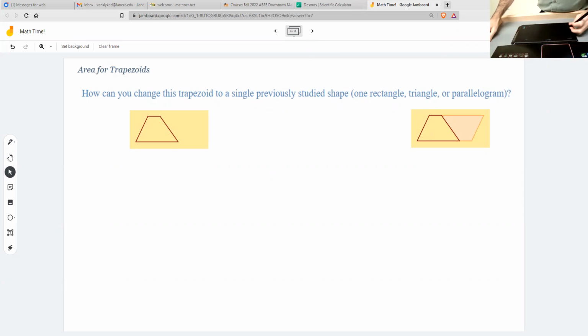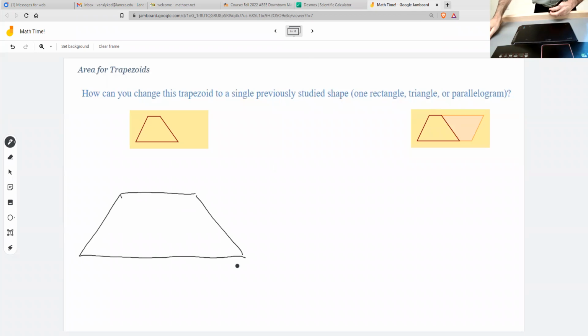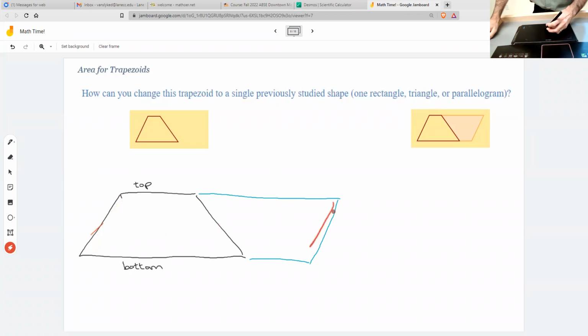So let me make that bigger. Here is one trapezoid, and we're going to make a photocopy of it. Okay, I'm going to start labeling things. I have a top. I have a bottom. Do I care at all about these diagonals? No. We only care about the height, so I need to make a height. Okay, now I'm done naming things.